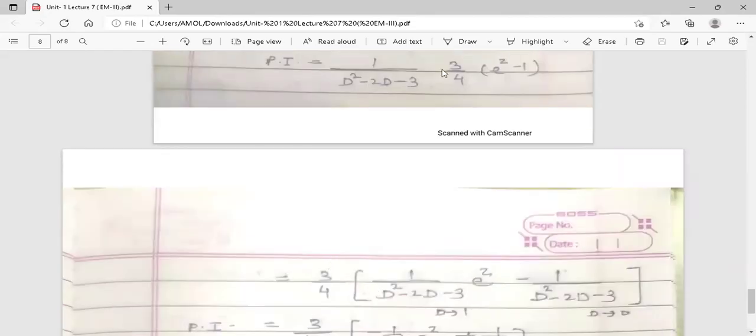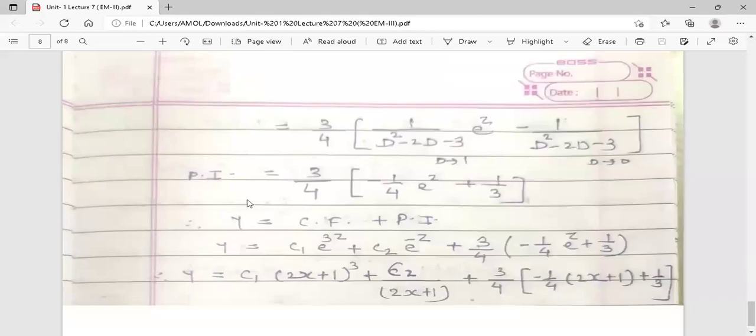3 by 4, this term is constant, so write it down as it is in bracket: 1 upon d square minus 2d minus 3 into e raised to z minus 1 upon d square minus 2d minus 3. Okay, separate both the terms. So PI is equal to 3 by 4 as it is.